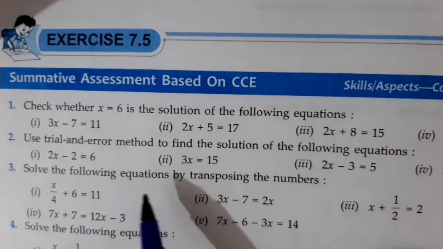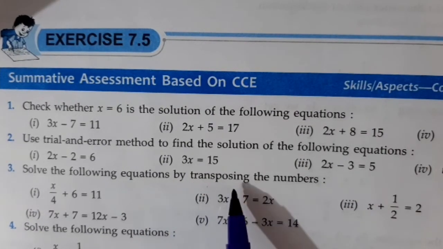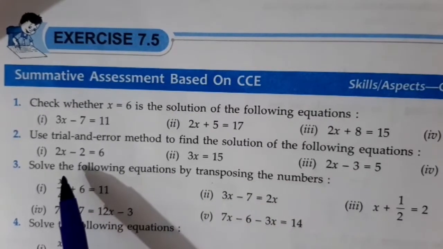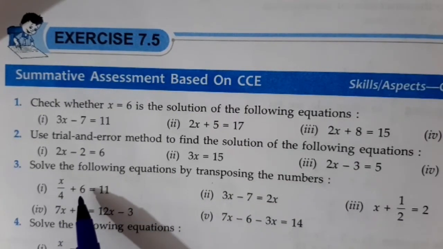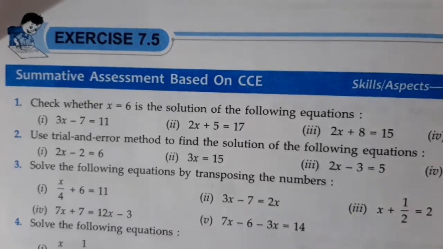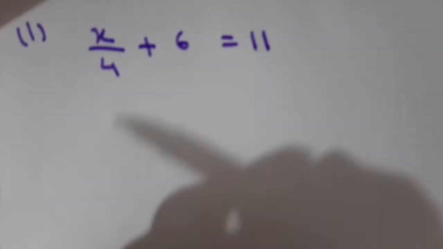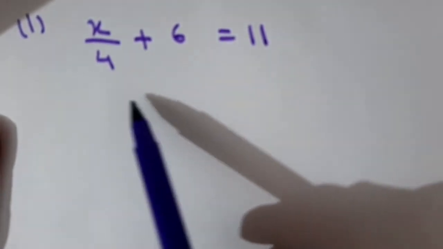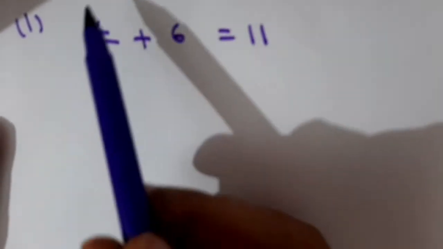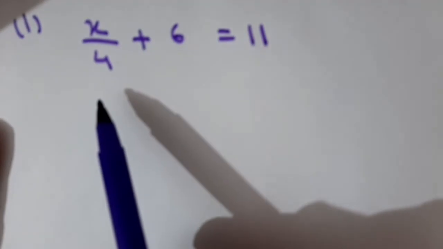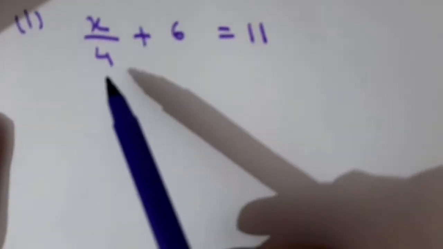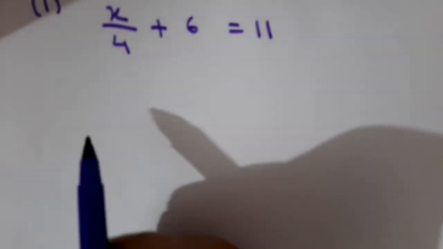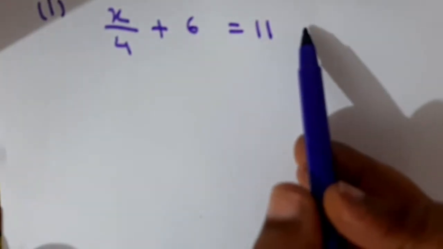Solve the following equations by transposing the numbers. First one is x upon 4 plus 6 is equal to 11. Students, transposing the numbers means you have to transpose all the known quantities to one side and unknown quantities to the other side. Like I'll keep all my unknown quantities on LHS, that is left hand side, and all the known quantities to right hand side.